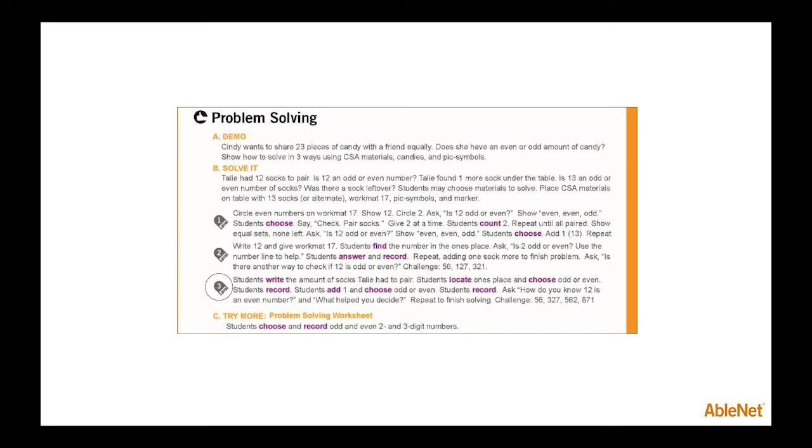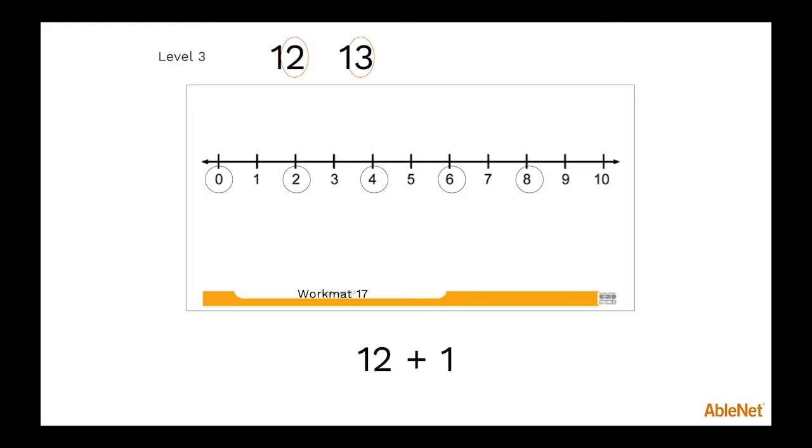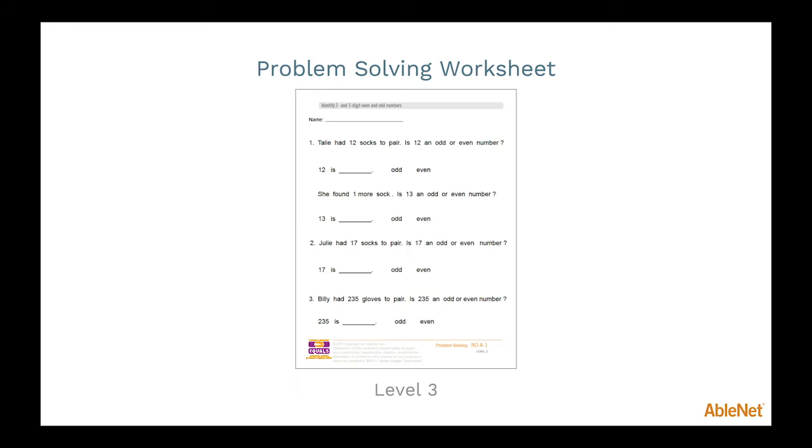Level 3 pulls back support a little bit more from Level 2. Students now use more abstract representations to solve the problem. Students at Level 3 can use the number line to identify odd and even single-digit numbers and apply that concept to larger amounts. Students then add 1 and choose odd or even. This is an example of a Level 3 worksheet. Students do not have pick symbol supports, and the entire question is written on the page as well as additional challenge questions.